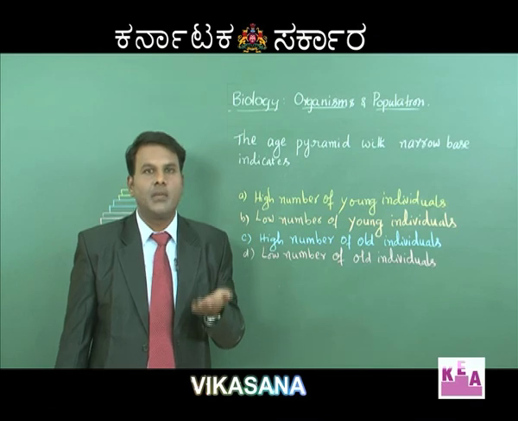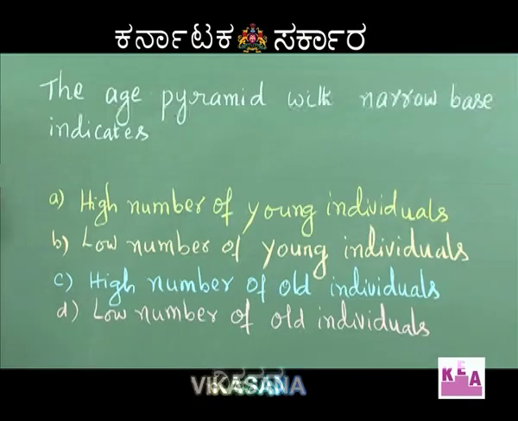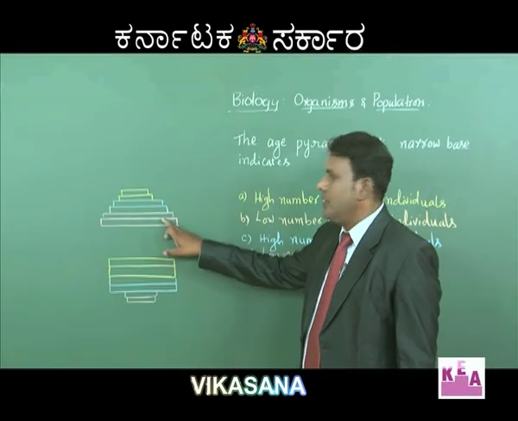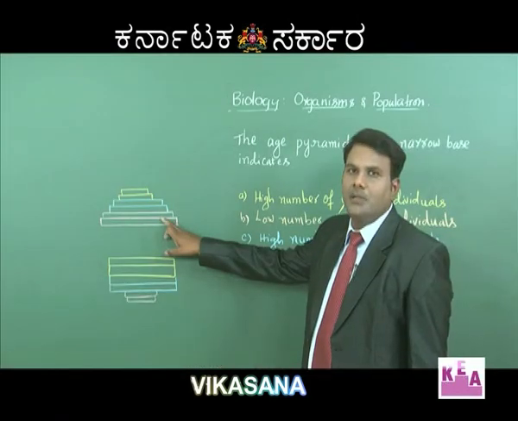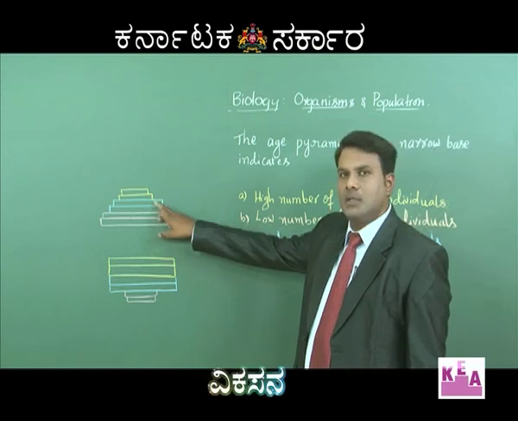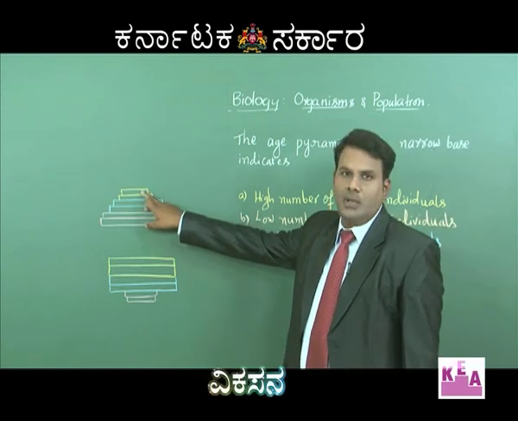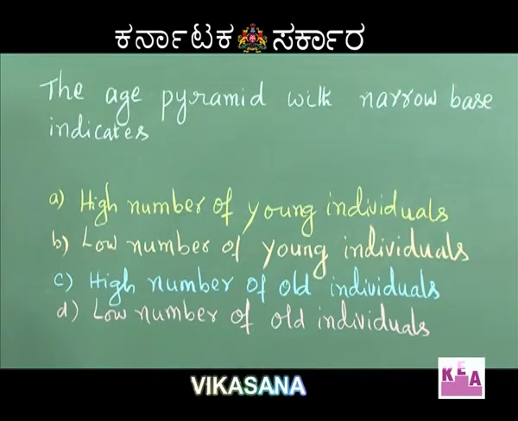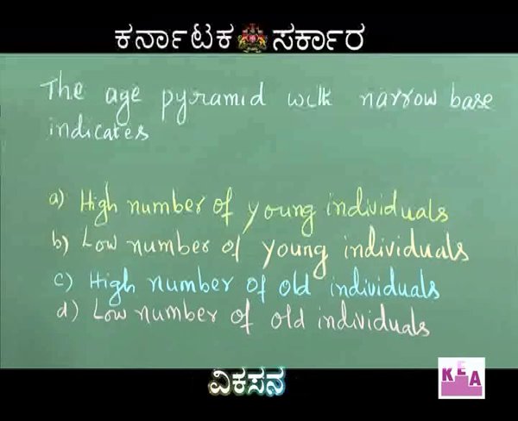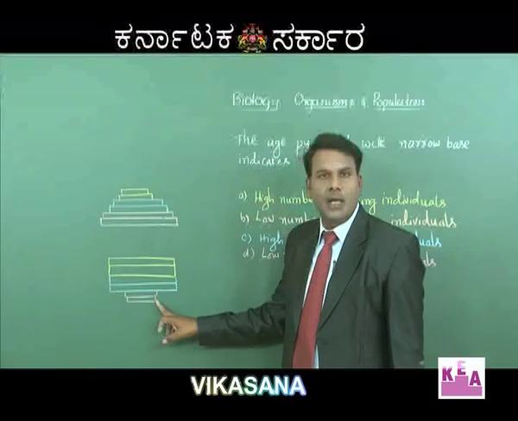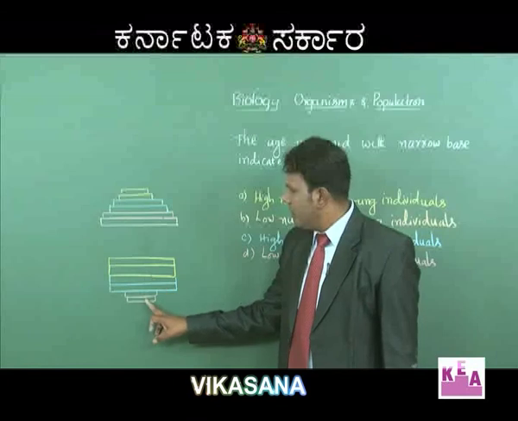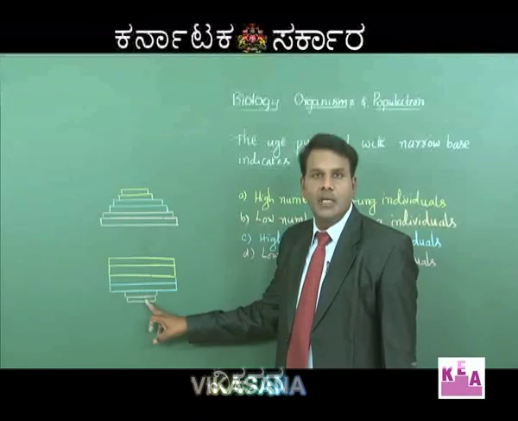is occupied by post-reproductives. In this question, age pyramid with narrow base indicates. When you consider a typical age pyramid, the base of the pyramid is occupied by the pre-reproductives. These two represent the reproductives and these two represent post-reproductives. For example, let us see a pyramid with narrow base. This is an example for a pyramid with narrow base. Here the narrow base is occupied by pre-reproductives.